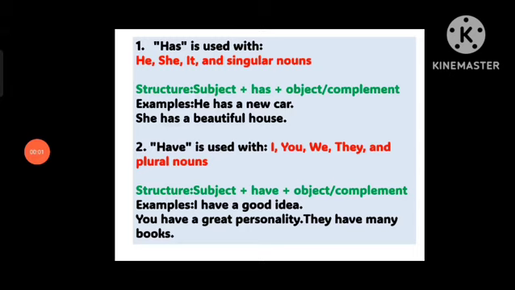A very common question is when we use has and have. Has is used with he, she, it, and any singular noun. Structure: subject plus has plus object. Like, he has a new car. She has a beautiful house.